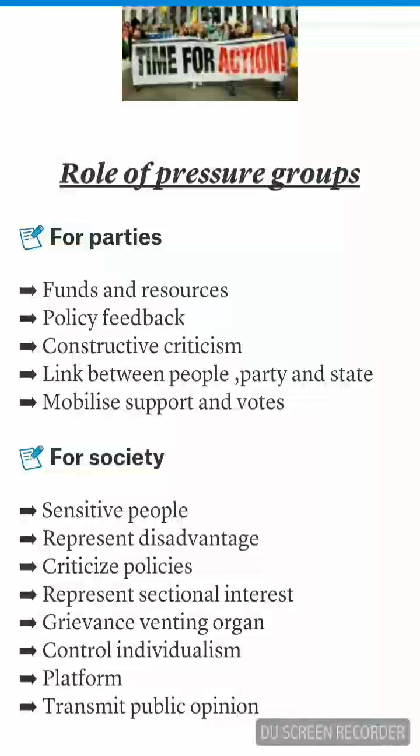Next is the role of pressure groups. So for parties, they can provide funds and resources. They also give feedback on the policies of the parties, and they do constructive criticism, and they act as a link between people and party and state. And also for the parties, they can mobilize support and votes.